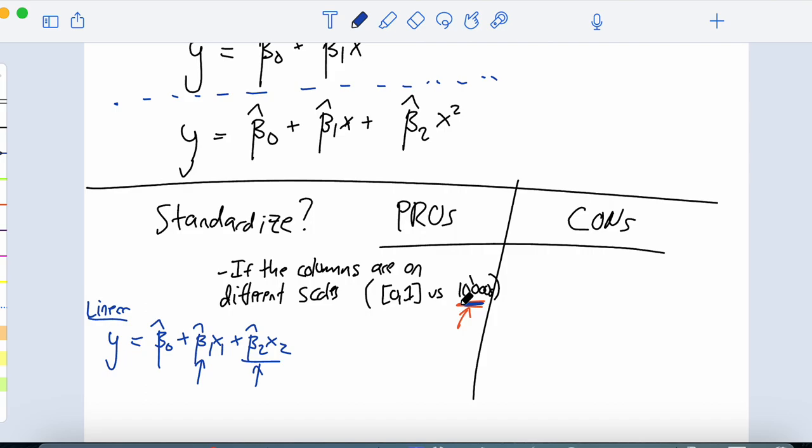When these things are different scales, the betas will also be different scales. And it's easier to see them if they're all the same scale. So I'll write: if the columns are on different scales, the normalization fixes that.